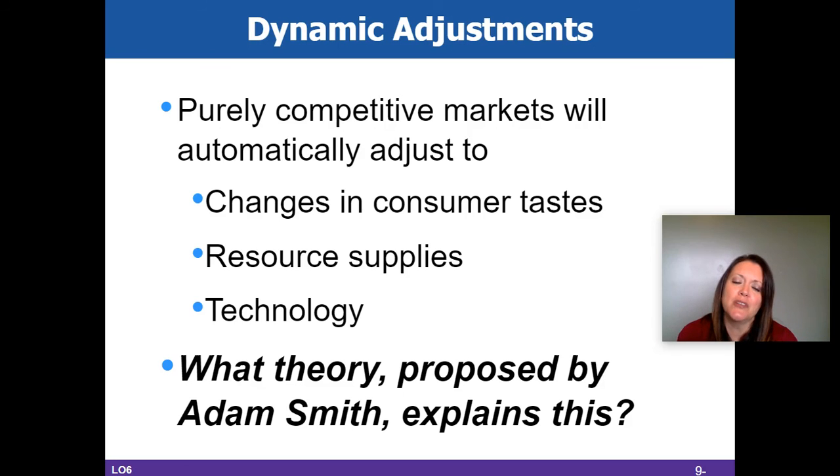So, down at the bottom, there's a question that says, what theory proposed by Adam Smith explains those dynamic adjustments? See if you can think of it. Hopefully, you came up with the idea of the invisible hand, which we talked about back at the beginning of the semester. So, this is the idea that proponents of free markets point to that say, hey, this is just better. The market can act more quickly.